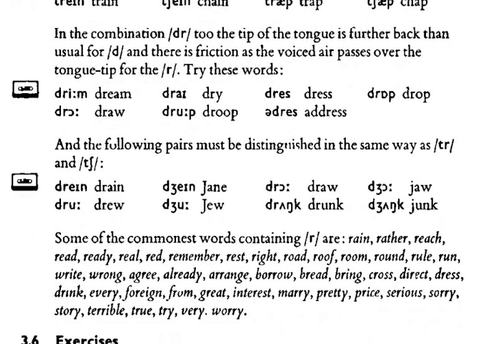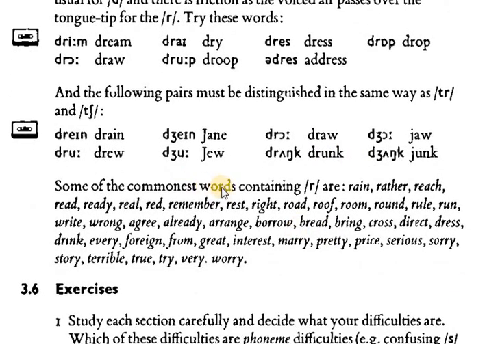The last thing is some of the commonest words containing R: rain, rather, reach, read, ready, real, remember, rest, right, road, roof, room, round, and so on. Now, up to now we have finished all the types of consonants. We have finished all the consonant sounds of the English language.